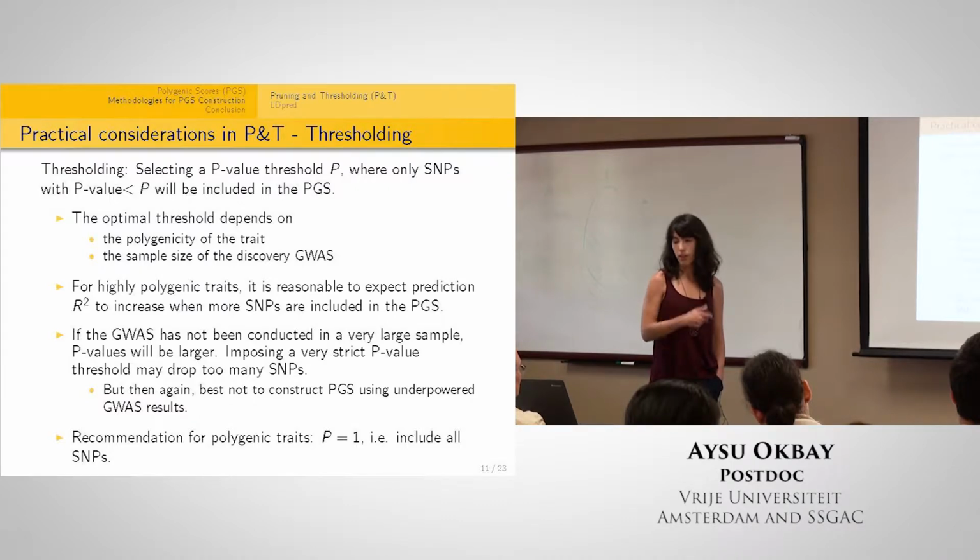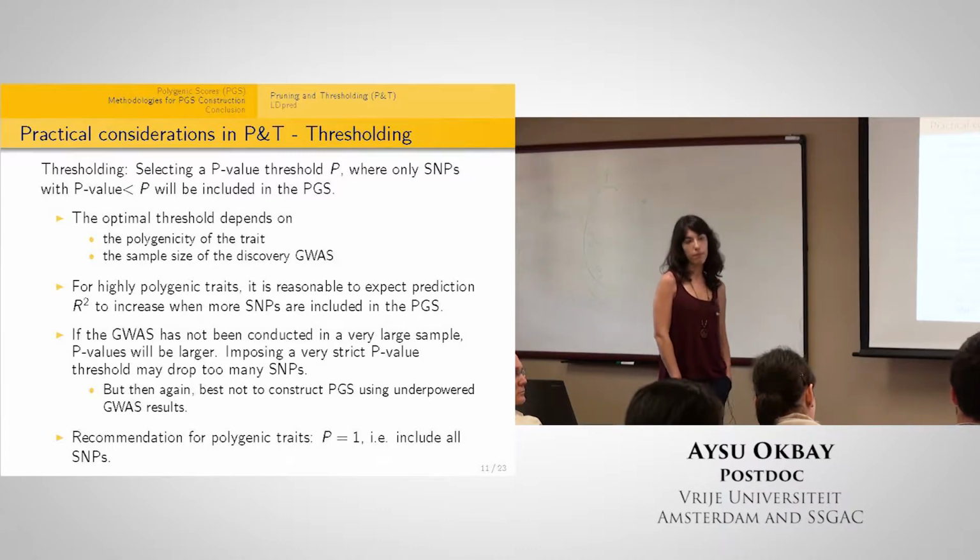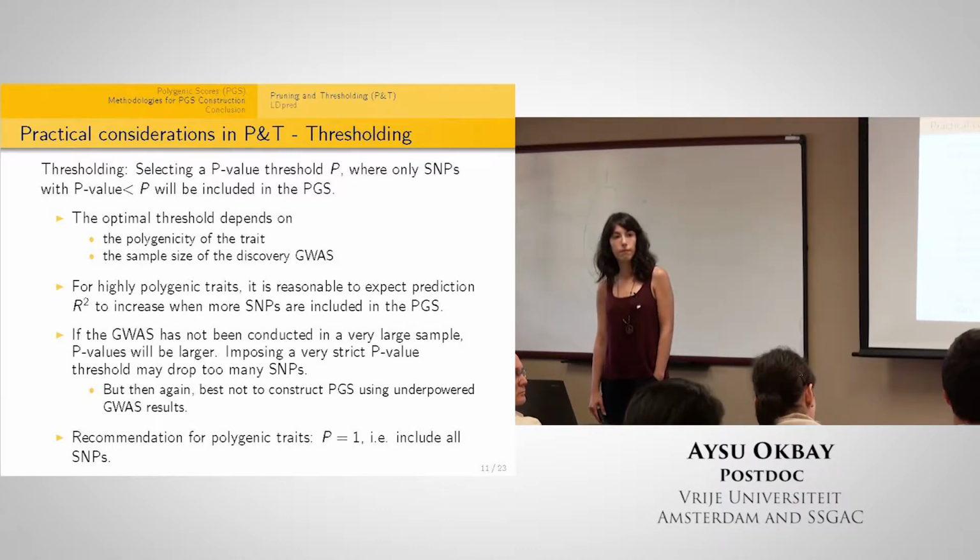For polygenic traits, we usually do, for educational attainment for example, P equal to 1, which means include all SNPs in the score. Just wondering, I noticed that you mentioned over here that the optimal threshold also depends on the polygenicity of the trait. Would you say the same argument holds for the LD window also?